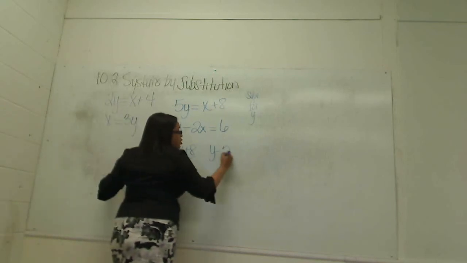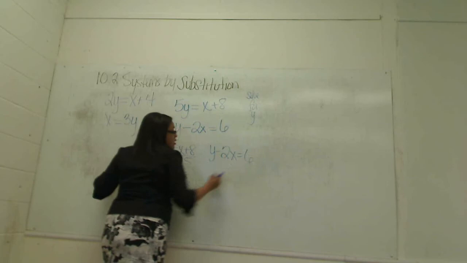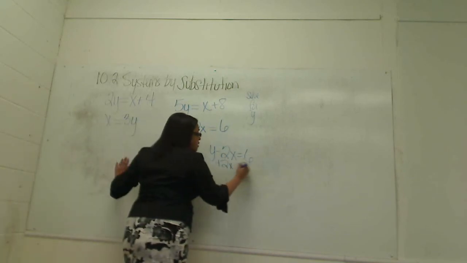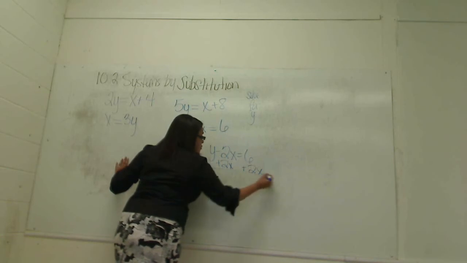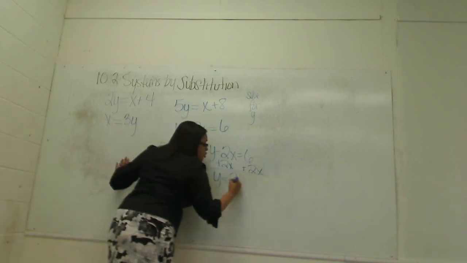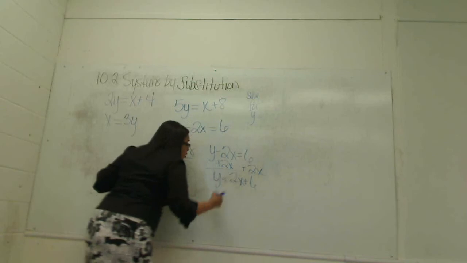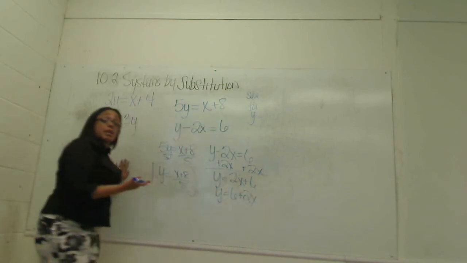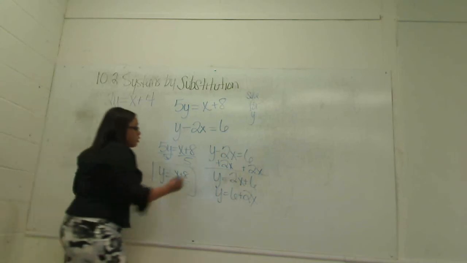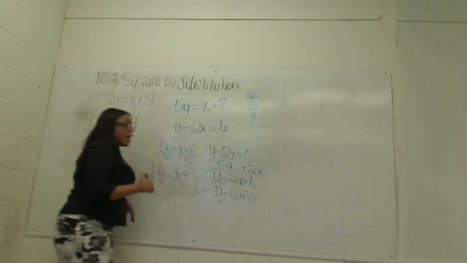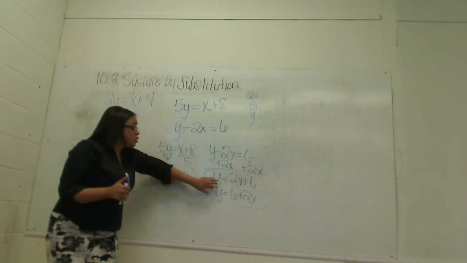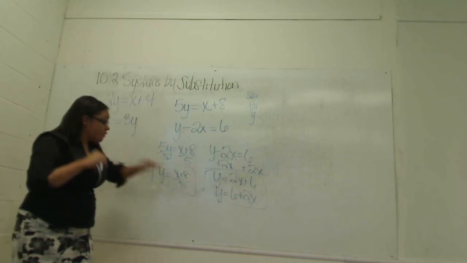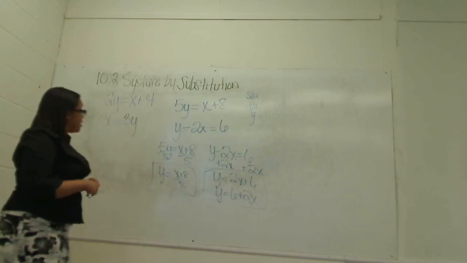Let's try this. y minus 2x equals 6. y still isn't by itself, so I need to add 2x to both sides. So now I have y equals 2x plus 6. Or you could write y equals 6 plus 2x. It's the exact same thing. So these are easier to substitute than this would be. You would just plug this stuff in now instead of trying to plug that.